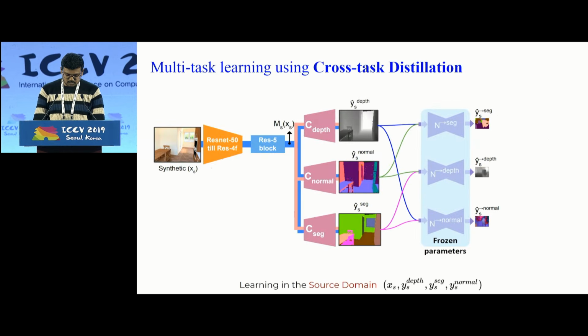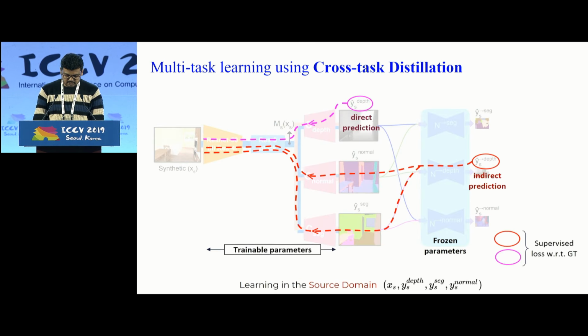So as we saw, we use frozen task transfer networks as a means of balancing the performance across multiple tasks in a multitask setting. To update the base model parameters, we employ two loss terms for each task, one at the direct prediction and another at the indirect prediction. So this does not allow a single task to dominate the training process, since the least performing task will exhibit higher discrepancy and hence will be given more importance in further training iterations.